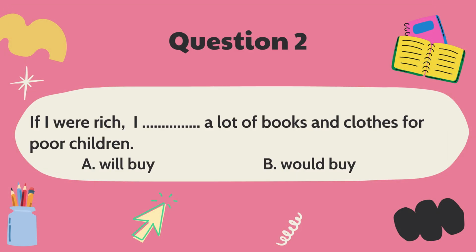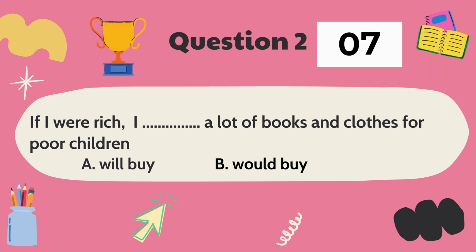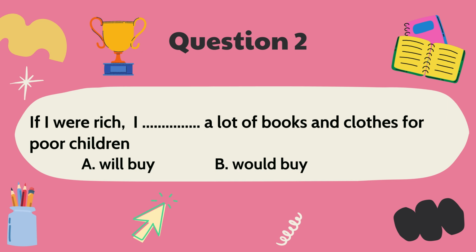We move to question number 2. If I were rich, I blank a lot of books and clothes for poor children. You will choose A, will buy, or B, would buy. You have 10 seconds to complete the sentence. Let's start. Time's up. Let's check. Look at sentence number 2. We can see the verb were in the condition clause, so this sentence is conditional sentences type 2. Therefore, we choose B, would buy.